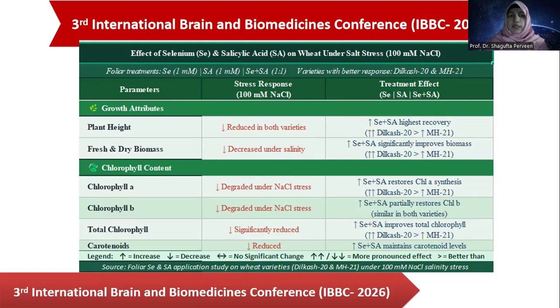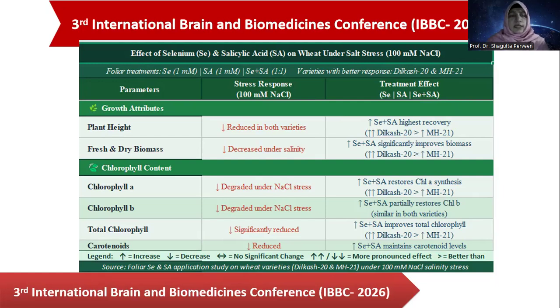compared to MH21. Chlorophyll contents, chlorophyll A and chlorophyll B, decreased under salt stress. However, selenium and salicylic acid in combination increased the chlorophyll A synthesis in both wheat varieties. However, Dilkash 20 showed more pronounced effect as compared to MH21. And in total chlorophyll contents, Dilkash 20 showed more profound response towards the combined application of selenium and salicylic acid as compared to MH21.